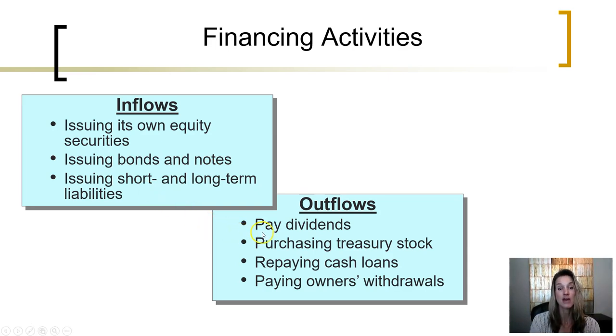Outflows would involve the company paying dividends on its own stock, purchasing some of its own stock back off of the market in the form of treasury stock, repaying any cash loans that the company may have taken, and paying owner withdrawals if it is a partnership or a sole proprietorship.